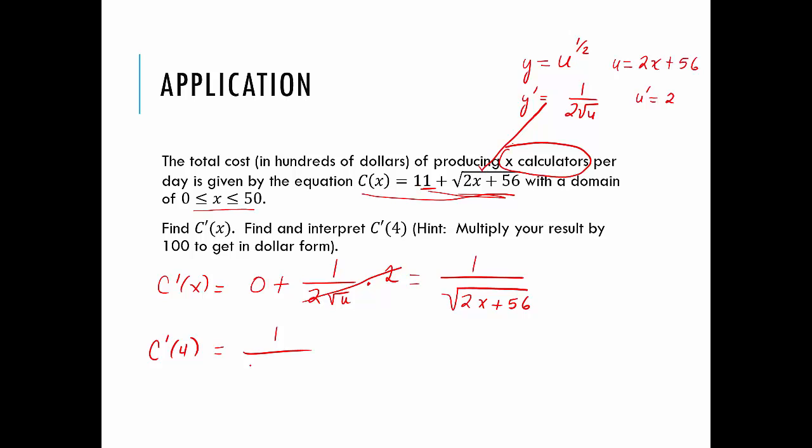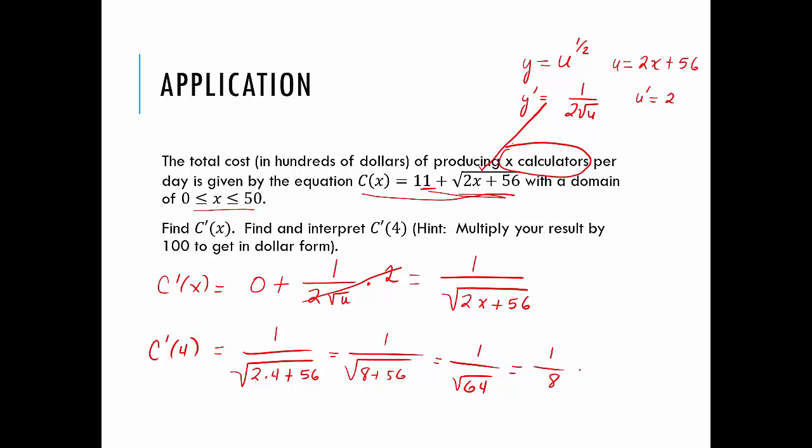Okay, so once I take the derivative, then I'm ready to evaluate it at 4. And so I plug in 1 over the square root of 2 times 4 plus 56, which equals 1 over the square root of 8 plus 56, which equals 1 over the square root of 64. Square root of 64, 8.